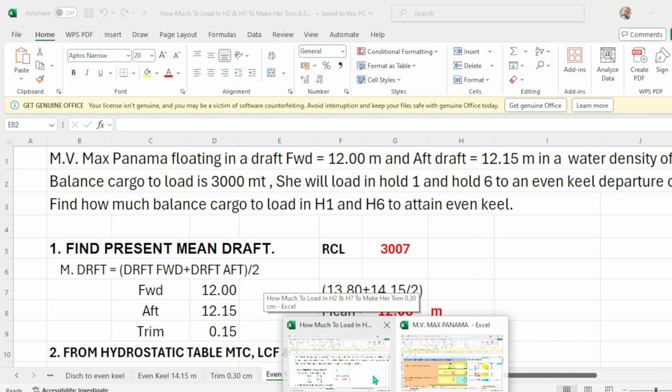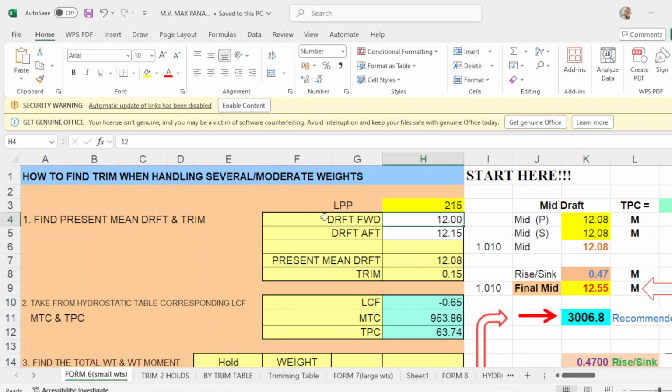The initial draft is forward 12 meters and aft is 12.15. So put here 12 meters and aft is 12.15. Now your mean draft is 12.08 and your trim is 15 centimeters. Let's assume that the foreman has already advised the chief officer and the draft surveyor to stop loading because he wants to know how much remaining cargo to load.